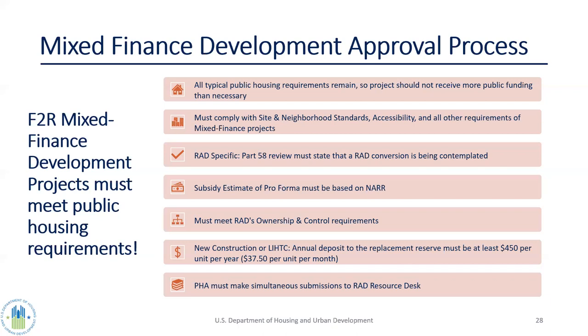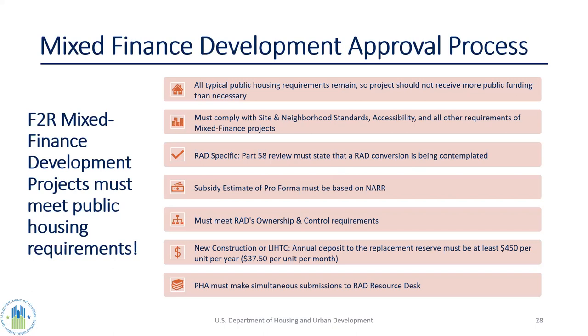So this is just another list here. All public housing requirements remain the same. And this is so that no projects should receive more public funding than necessary. You have to comply, again, with site and neighborhood standards, and accessibility. And again, I want to call out that the mixed finance reg does specifically include the standard of UFAS. All of the RAD conversion requirements for ownership and other items are already being contemplated. The subsidy layering review and the operating performance is based on the NAR.